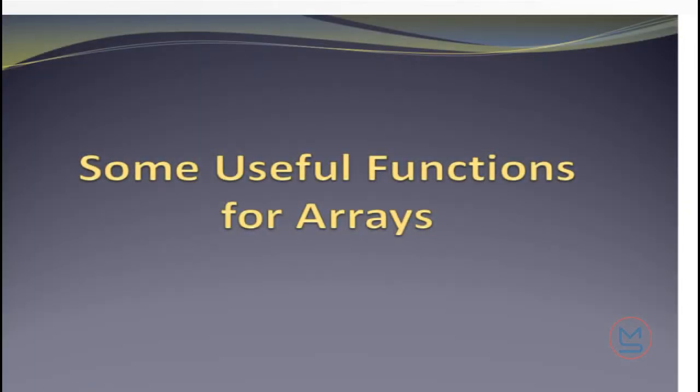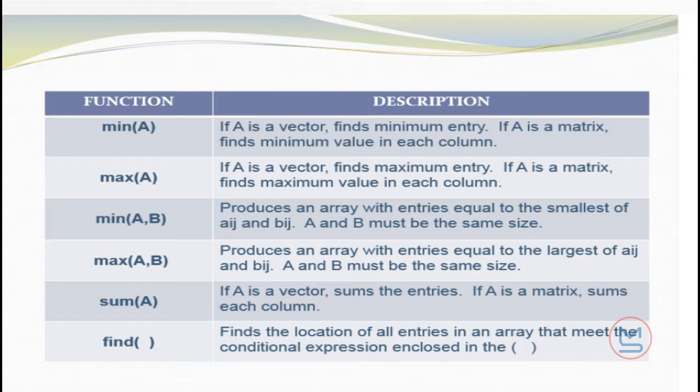This video covers some useful functions for arrays. And I have a summary table here. Min will look for minimum values. If A is a vector, it'll find the minimum entry in the vector. If A is a matrix, it'll actually find the minimum of each column. Max does the same thing as min, except it looks for the highest value.